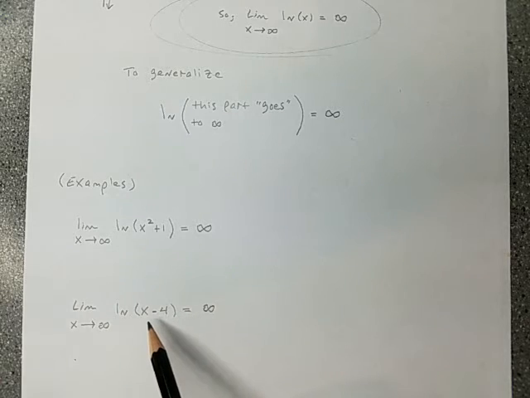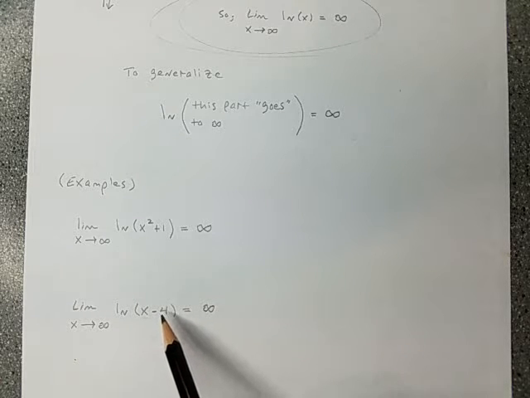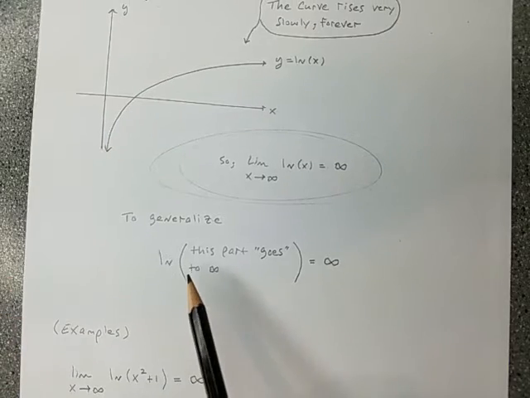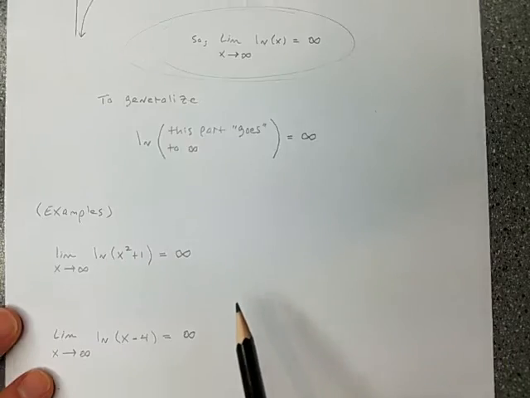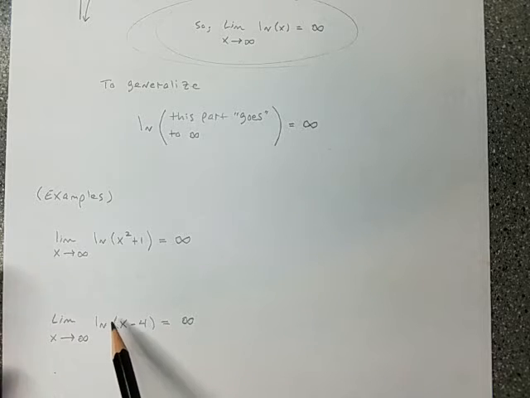And take this one, x minus 4. It doesn't matter. x goes to infinity, so will x minus 4. That part in there is going to infinity, and I have the logarithm of that. So by this general principle, we're justified in saying that limit is infinity. That's if the part in here goes to infinity.